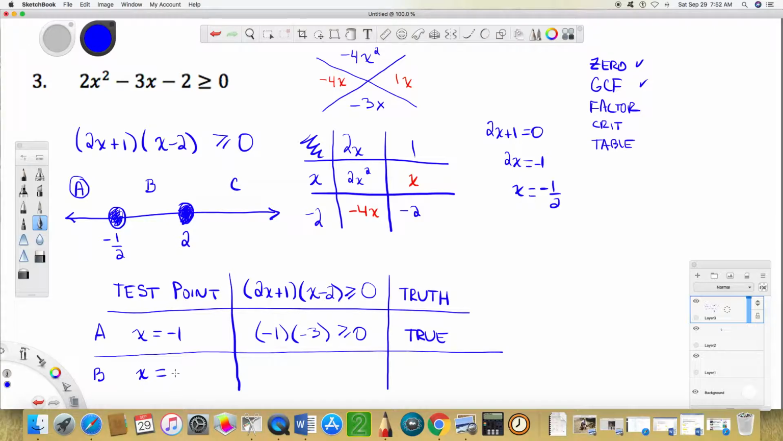In B, I'm going to pick a test point. And since I see that I've gone from negative numbers to positive numbers, I know 0 is in this interval. And 0 is easy to do arithmetic on, and it's a nice test point to pick. When I replace x with 0, I get 1, negative 2 for that factor. And it's a false statement. Negative 2 is not greater than or equal to 0. So it's not shaded on my number line.